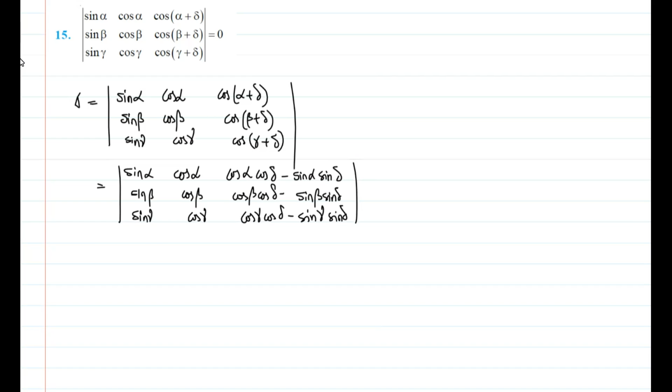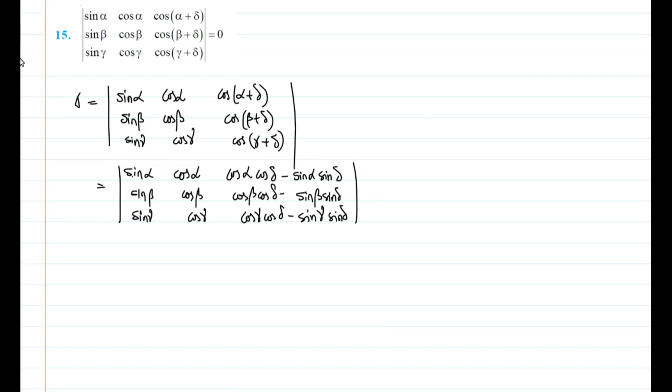Now there is a strategy that I will use. See, here in the first column we have sine alpha, sine beta, sine gamma, and in the third column, as the expansion, we have a part as minus sine alpha, sine delta. So see, in the entire column 3 we have sine terms as sine delta, sine delta, sine delta multiplied with sine alpha, sine beta and sine gamma. This is what we are trying to bring in column 1 too.